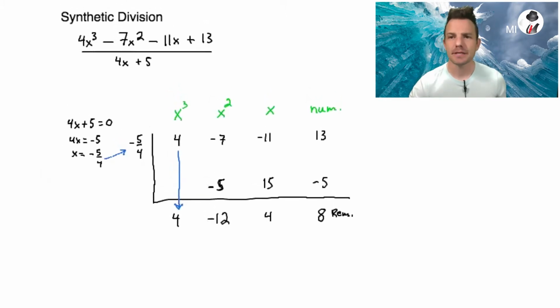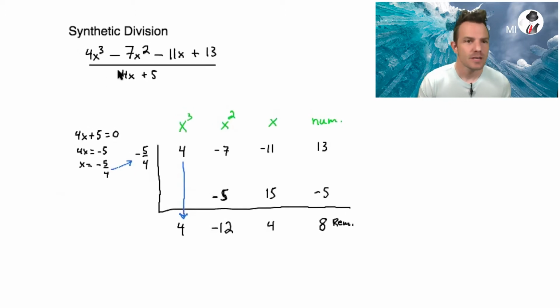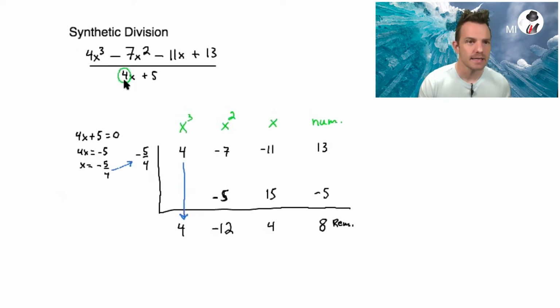Why? In this particular problem, there was a 4 right here multiplying the x in the bottom of the fraction, which means each one of these numbers, except the remainder, needs to be divided by a 4 in order to get the correct quotient. All right, so what that's going to do, that's going to cause us to have the 4 that we've got here over 4. That's going to cause the -12 to get divided by 4. That's going to cause this 4 to get divided by 4.